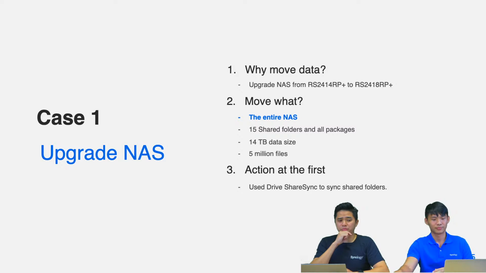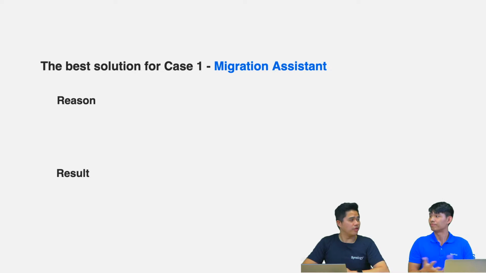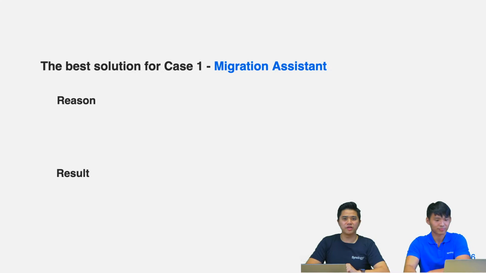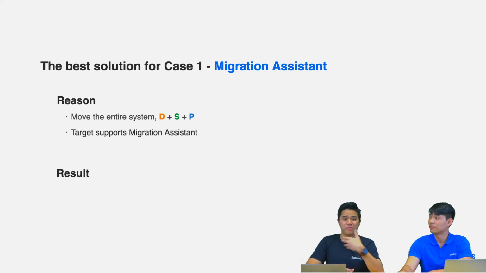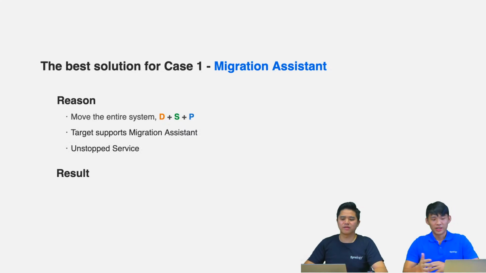If I were the user, I would use Migration Assistant. Tell me your reason. Why? Okay, first, you mentioned earlier the user wants to upgrade a NAS, which means they want to move the entire system, which includes the data, system configuration, and the packages. Second, the target NAS RS2418RP+ supports Migration Assistant. And third, which I personally believe is very important, during the movement the original NAS can still provide service. Brilliant!